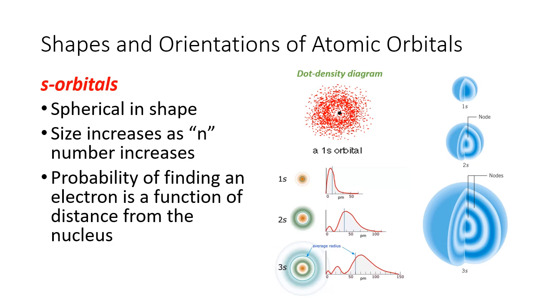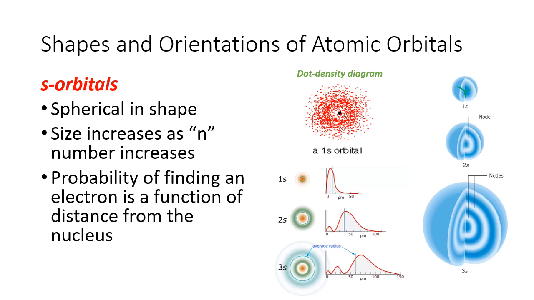Since a 1s orbital is spherical in shape, if we go out a given distance from the nucleus in any direction, the probability of finding an electron is going to be the same, whether we go in the x, y, or z direction, since it's spherical. That means that all points of equal probability lie on the surface of a sphere.